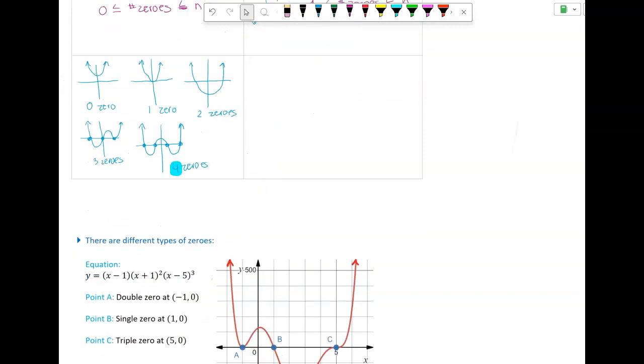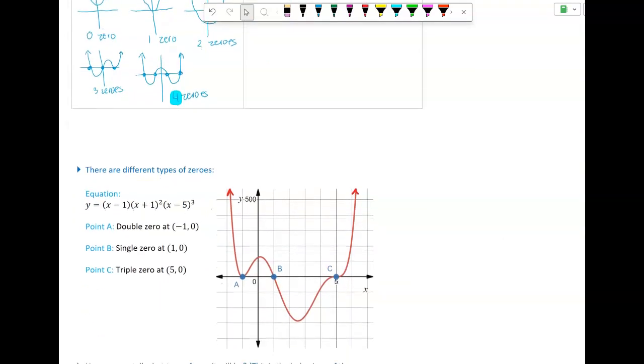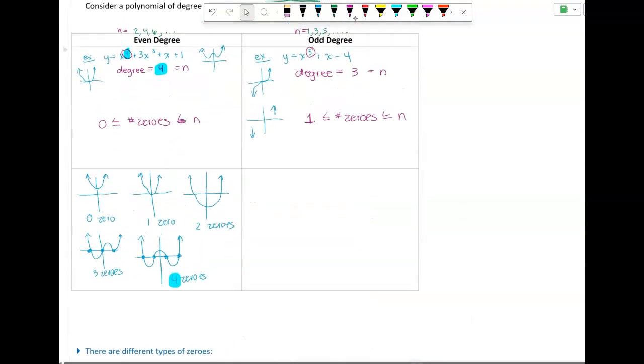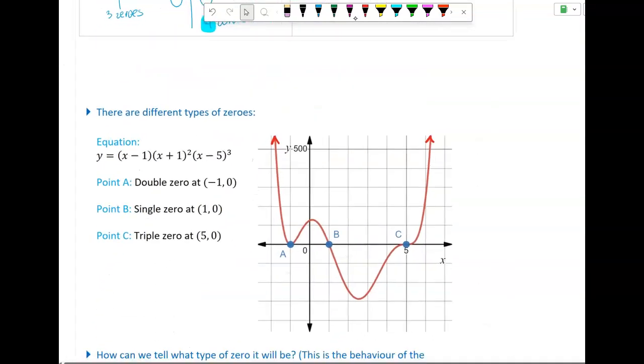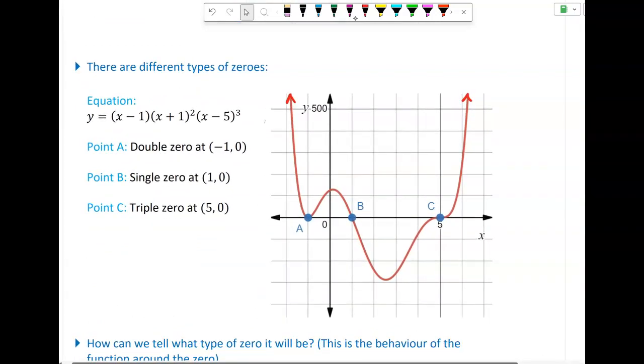All right, so now we're going to look at not only how many zeros or x-intercepts there are, but what it looks like when it crosses the x-axis. We're kind of using that thing I introduced at the beginning. In this example, the equation is y equals (x minus 1)(x plus 1) to the exponent of 2, times (x minus 5) to the exponent of 3. There are 3 different zeros in this function that is graphed here.